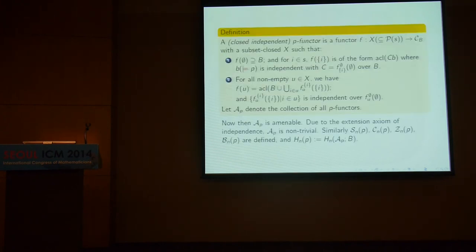And then now I collect, with this fixed concrete strong type, all these functors such that the empty set contains the base. And then all these vertices are of the form algebraic closure of the realization of the concrete type, which is independent, of course, independence in Rosy theory, over the image of the empty set over the base. And then the other element, this image, is the algebraic closure of B together with all the vertices. Then it's not hard to see that this collection of all the P functors is actually amenable. So then we can talk about the homology group within this complete type context.